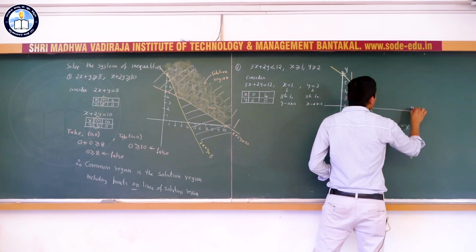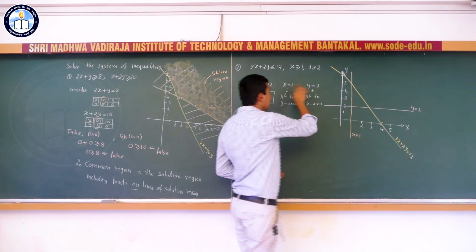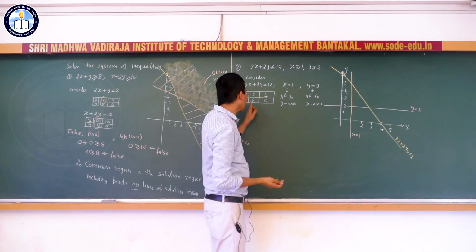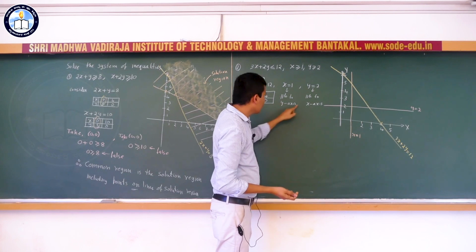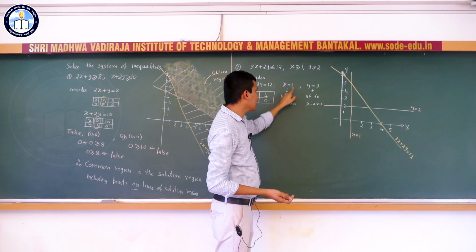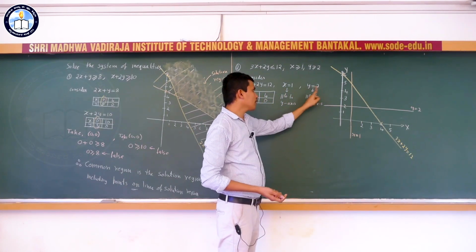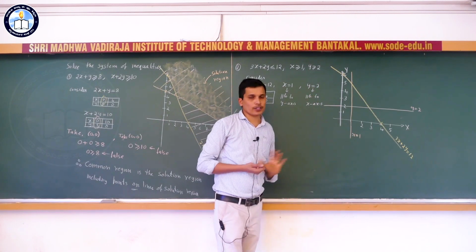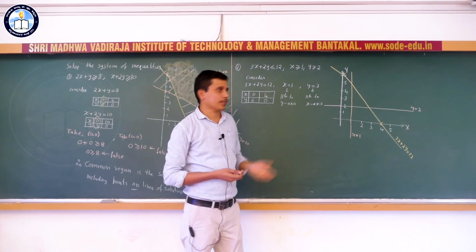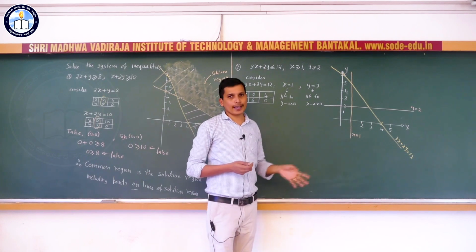So this is y is equal to 2. I hope it is clear. Draw these lines carefully, don't go for the usual method. Here x is equal to a constant, which is parallel to the y axis, and y is equal to a constant, which is parallel to the x axis. You will study this kind of thing, horizontal line and vertical line, in the straight line chapter.